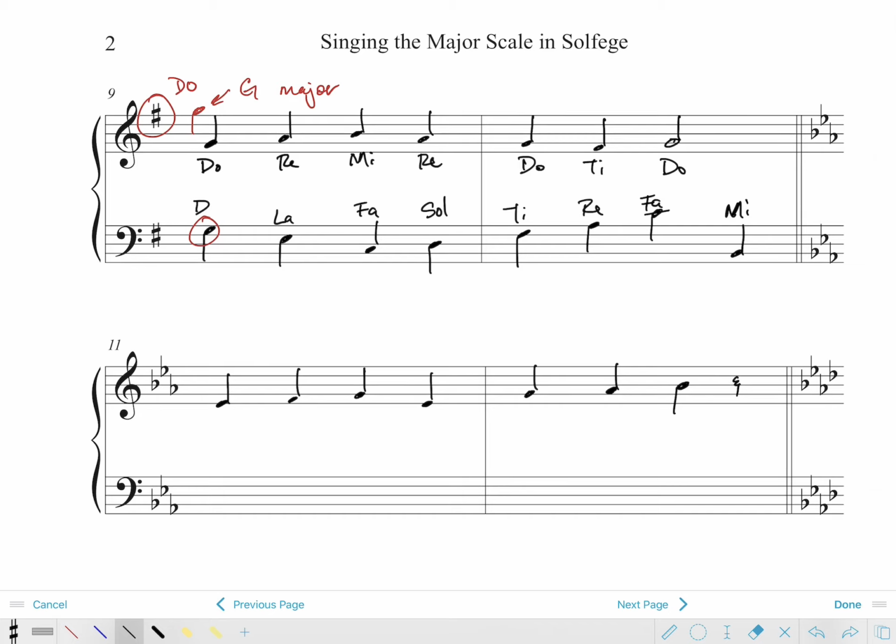Can you identify which solfege syllables will go with which notes? Pause the video, determine the name of the key, assign the name of the key to do, and figure out what the other solfege syllables should be.